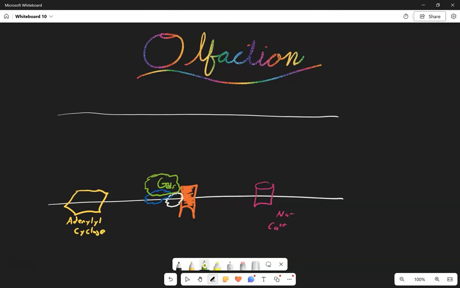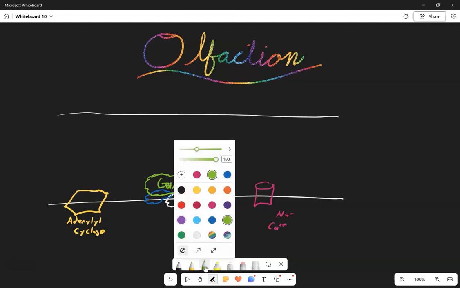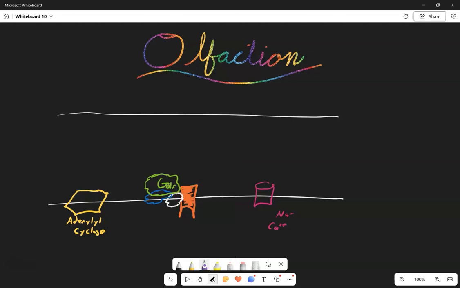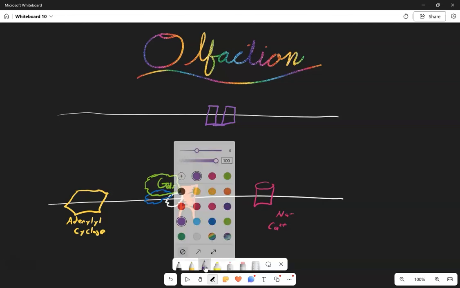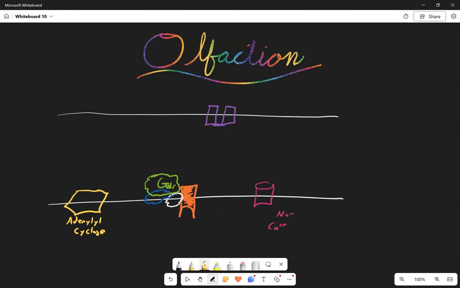And then way up here, let's do this in purple. We are going to put another channel, and this is going to be a chloride channel. Okay? And we are going to draw this chloride channel closed. Okay?